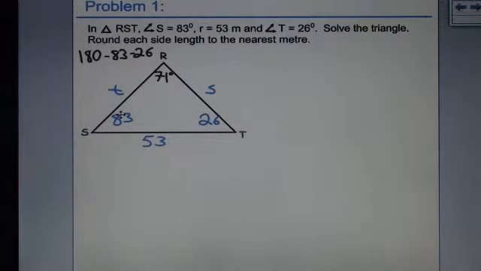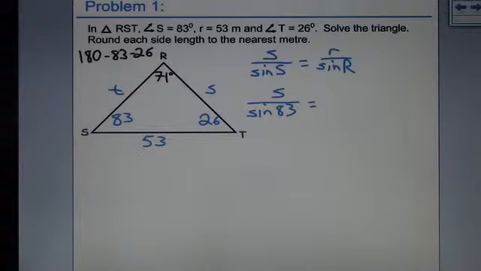I'm going to start off solving for s. s over sine S equals r over sine R. Sine S is sine of 83, r is 53, and sine R is sine 71, so 53 over sine 71.